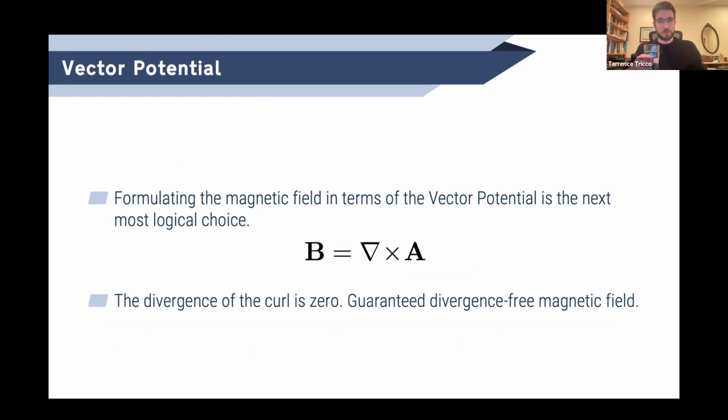Sorry about this. Formulating the magnetic field in terms of the vector potential seems the next most logical choice. You have this potential A, which is a vector. You take the curl of that. The divergence of the curl is 0. You are guaranteed a divergence-free magnetic field.